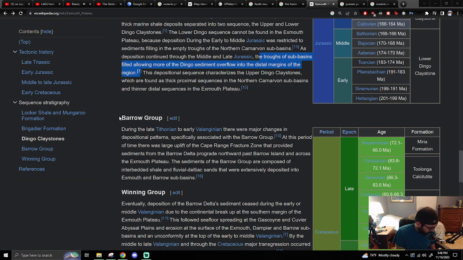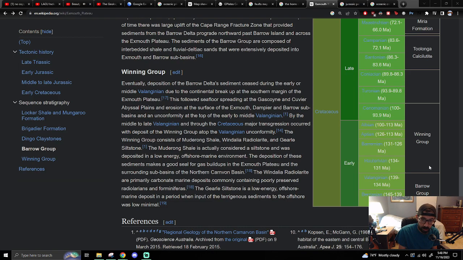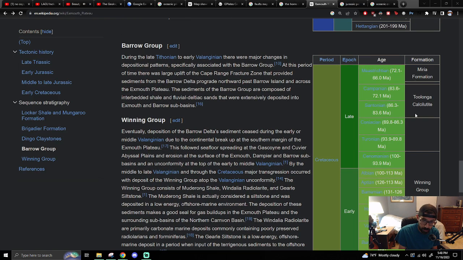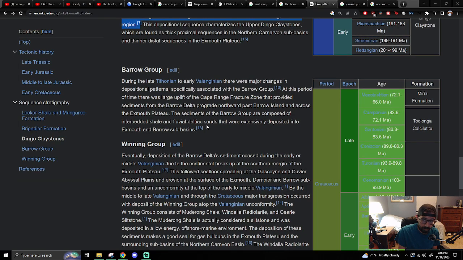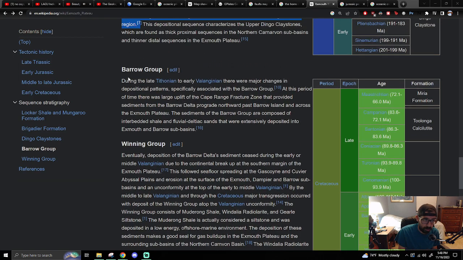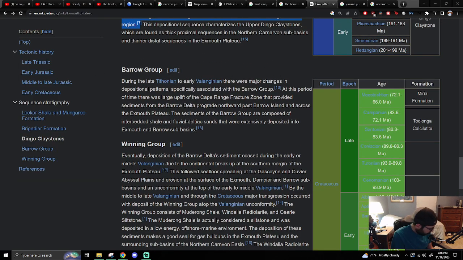Okay. Then there's the Cretaceous. So then we enter the Cretaceous, where there are all these formations. Notice a lull in this period. But in the early Cretaceous is the Barrow Group. From 145 to 139 million, major change in depositional patterns.